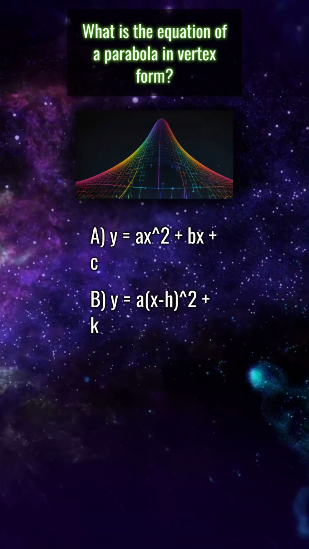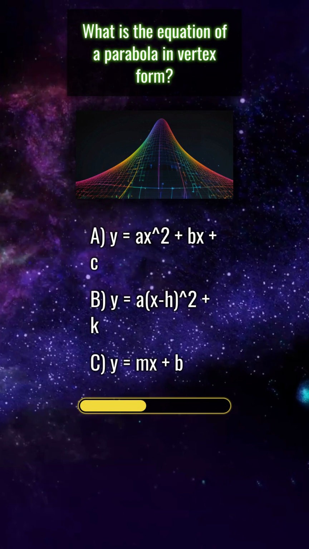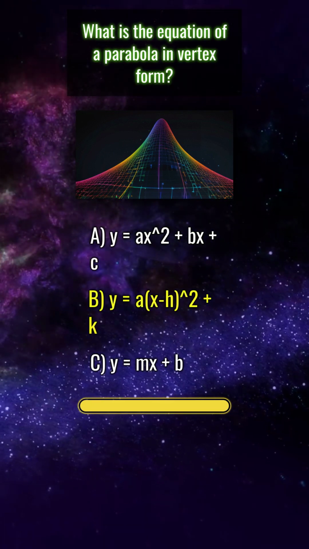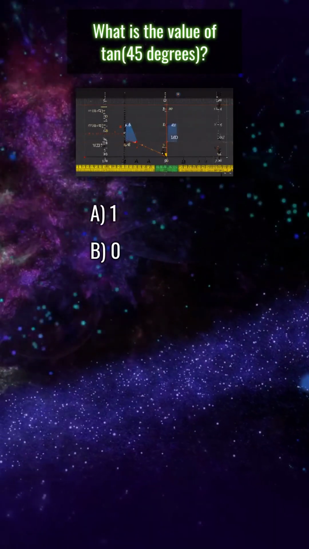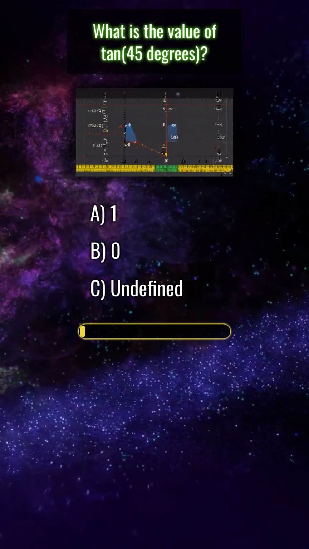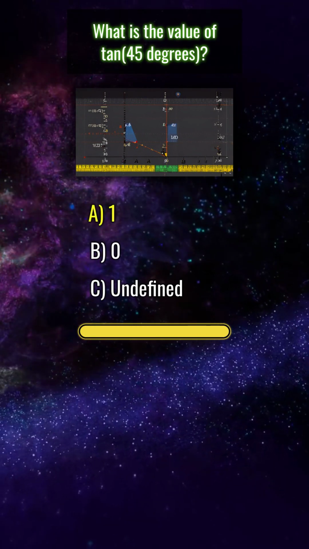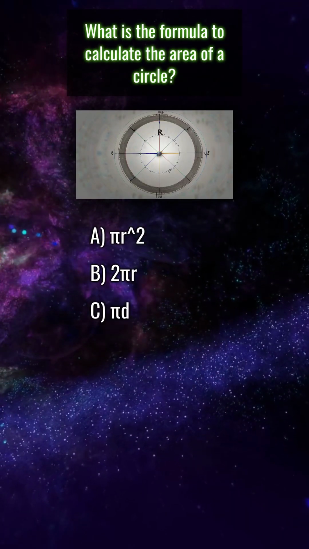What is the equation of a parabola in vertex form? B. y = a(x - h)^2 + k. What is the value of tangent 45 degrees? A. 1. What is the formula to calculate the area of a circle?